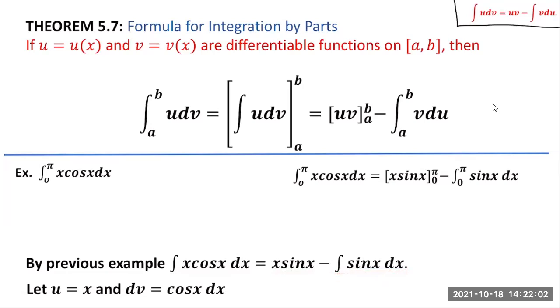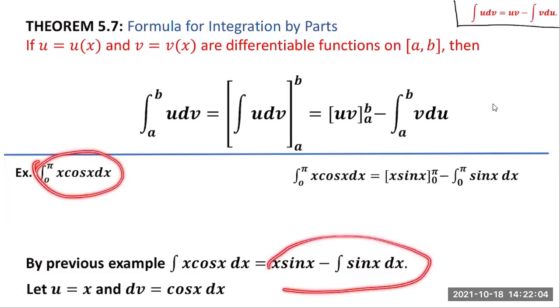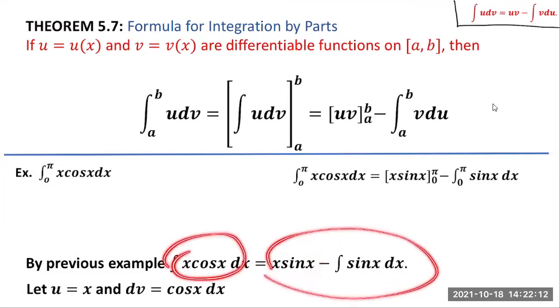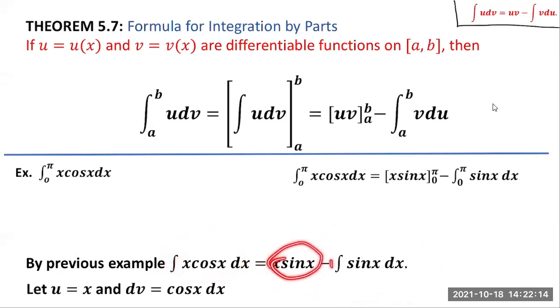So now how do you find this definite integral using this formula? Well, all you need to do is put the limit. You put the limit for this part. I know that this integral is equal to this whole thing. So you put the limit for this part and put the limit for this integral. So this should be equal to x sine x. That's just a function. So you put the limit in the evaluation notation 0 to pi, minus the integral from 0 to pi of the other part, sine x dx.